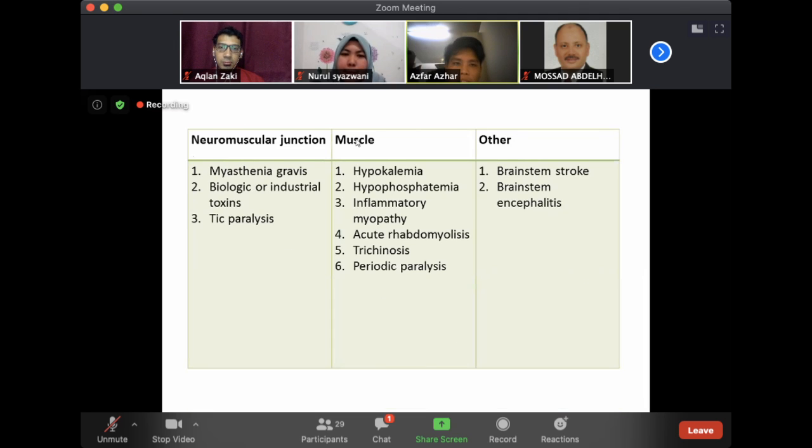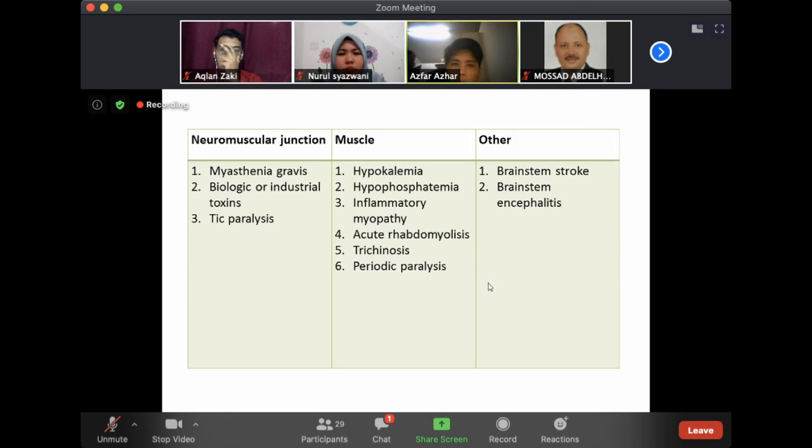If it happens on the neuromuscular junction, we can consider myasthenia gravis, toxins or paralysis, tick paralysis. For muscle itself, we can consider hypokalemia, hypophosphatemia, all of the electrolyte imbalances, inflammatory myopathy, and the others that can be considered are stroke and encephalitis.